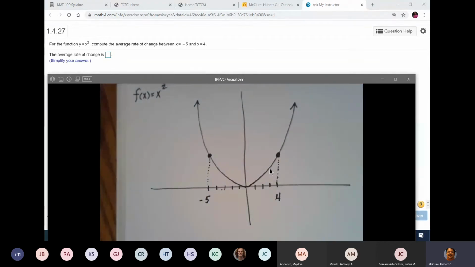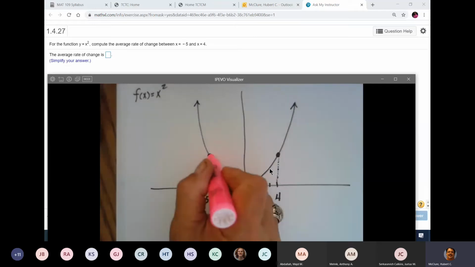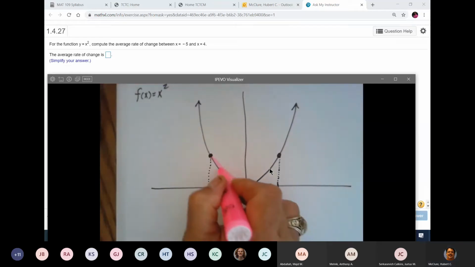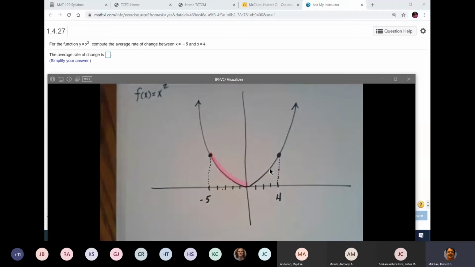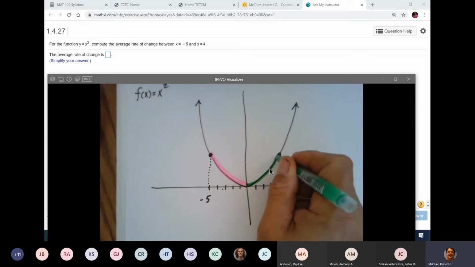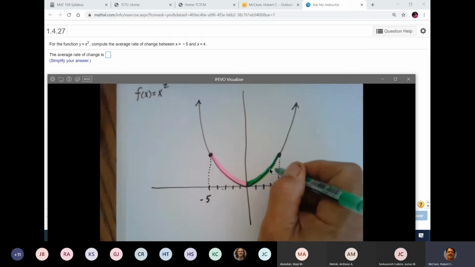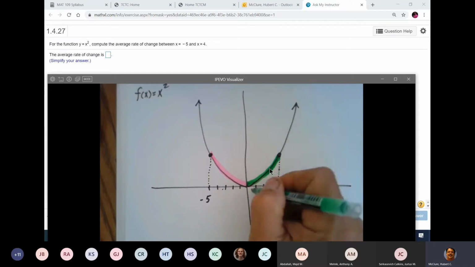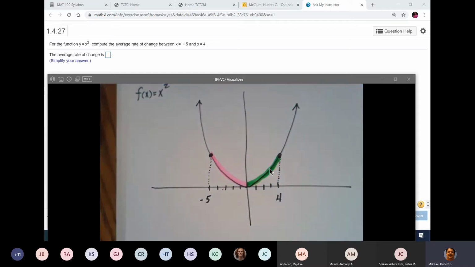So they want to know what the function is doing, and we know that it's decreasing from -5 to 0. And then what is it doing from 0 to 4? It's increasing. So we know the values are increasing from 0 to 4 and decreasing from -5 to 0. We know that much without even doing anything. Okay.